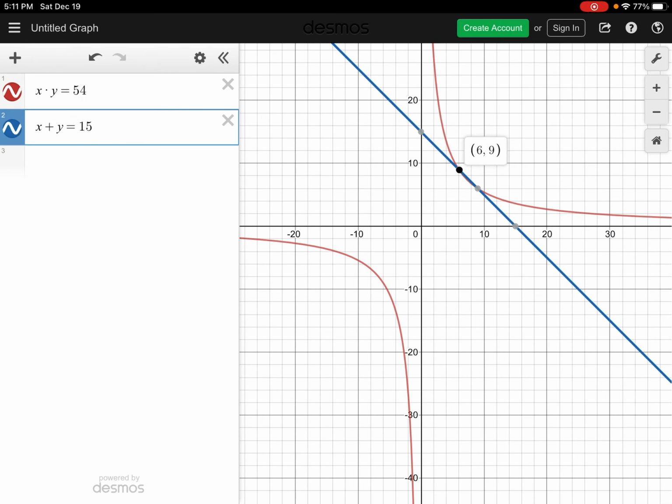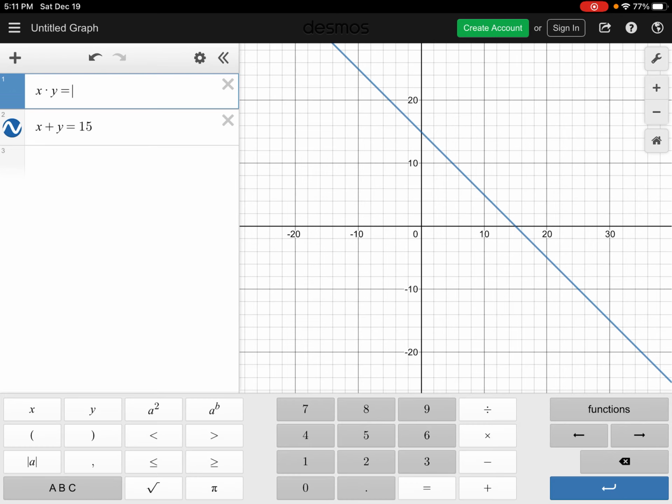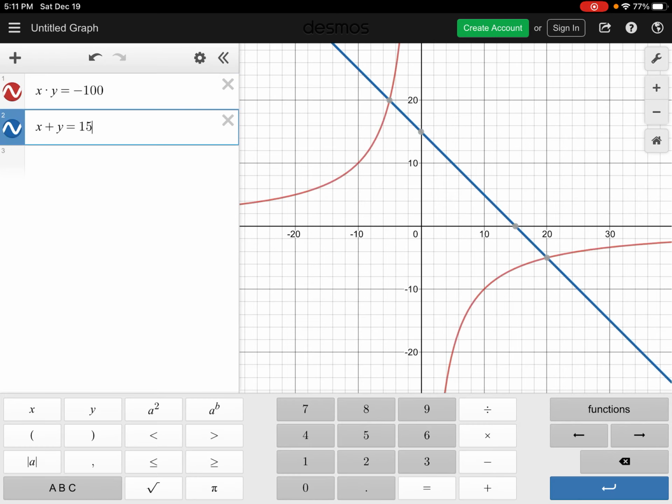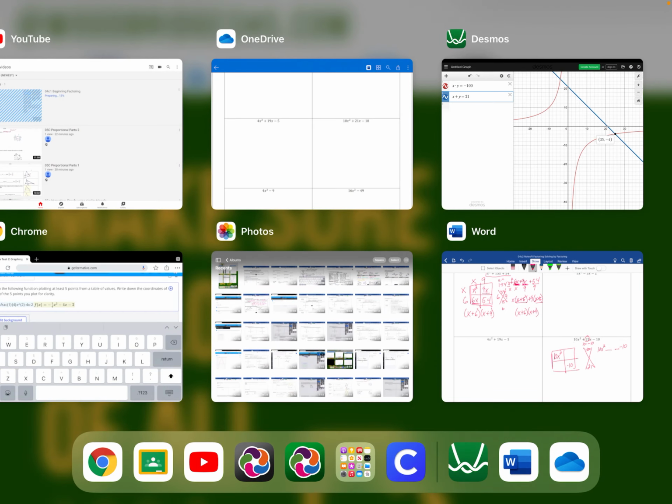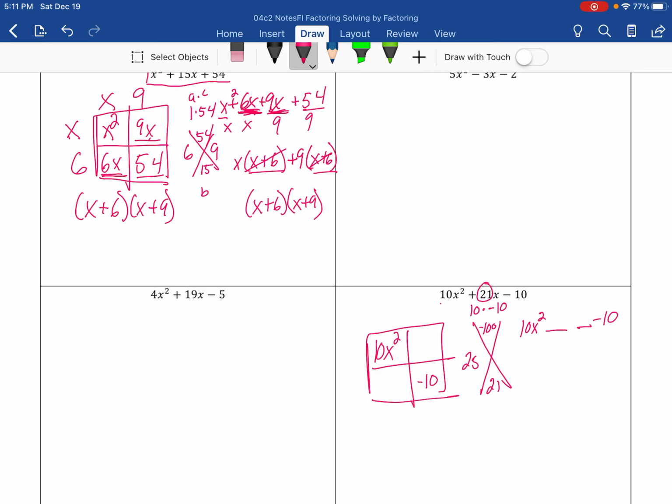So I can use Desmos. It's negative 100, so I go here. And it is 25 and negative 4. And it doesn't matter where you put it.